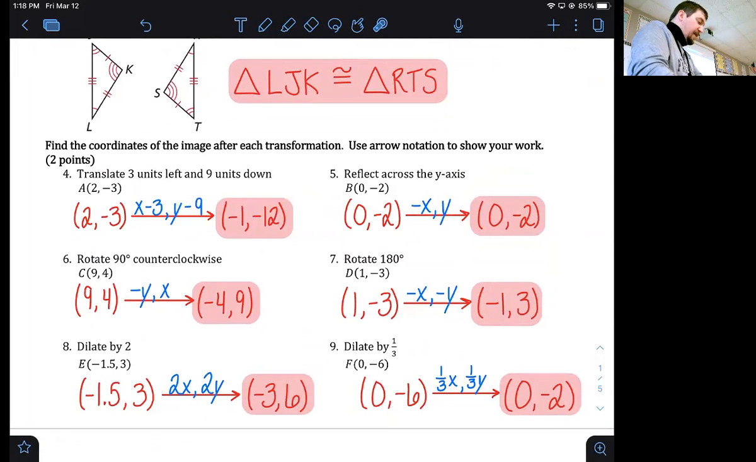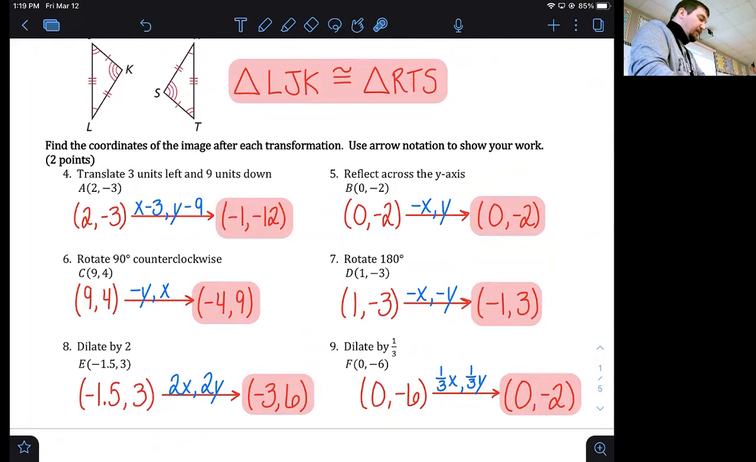Number 4 and 5 and 6 and 7 and 8, you have to not only show the arrow notation, but give the correct coordinate. So if you're translating 3 left, you have to subtract 3 from x. And if you're moving it down 9, you have to subtract 9 from the y. That gives you -1, -12.